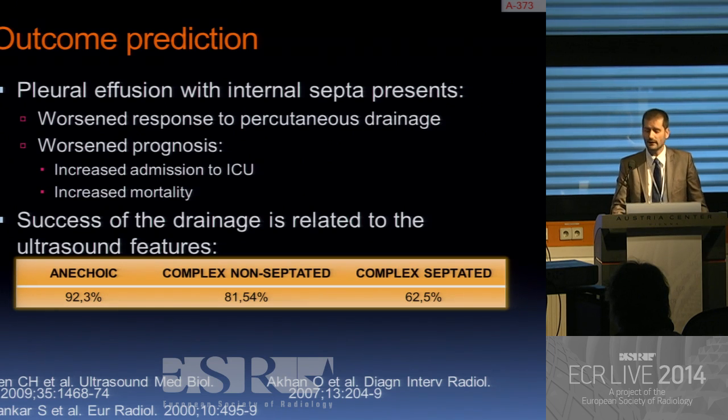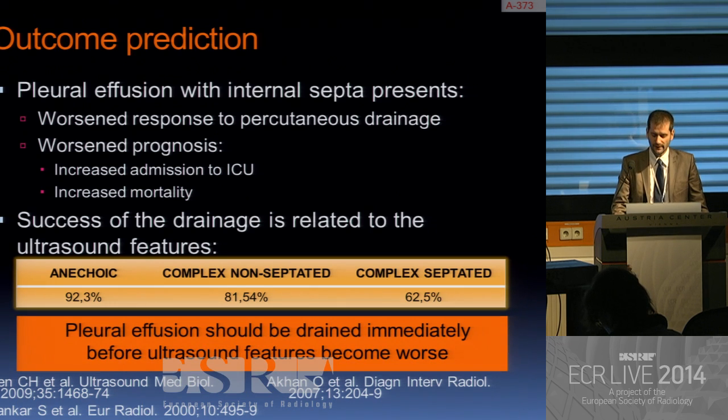Ultrasound is able to predict the outcome of the drainage. A pleural effusion with internal septa presents a worsened response to percutaneous drainage and a worsened prognosis with increased admission to ICU and increased mortality. The success of the drainage is related to the ultrasound features. Anechoic pleural effusions have a success rate of 92%, complex non-septated 81%, and complex septated 62%. The message that we can take from this is that the pleural effusion should be drained immediately before ultrasound features become worse.